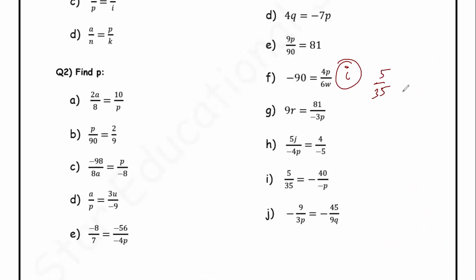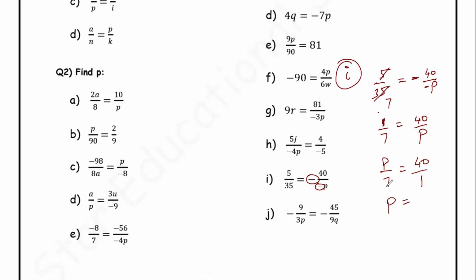I. 5 upon 35 is equal to 40 over negative P. Oh, there are two negatives. I didn't see that. This one and this one. So negative 40 over negative P. Negative outside and negative here again makes it positive. I'm going to simplify 5 and 35 as 5 times 7. So 1 upon 7 is equal to 40 over P. Then I'm going to interchange 1 and P. So P comes here, 7 comes down and 40 over 1 like that.